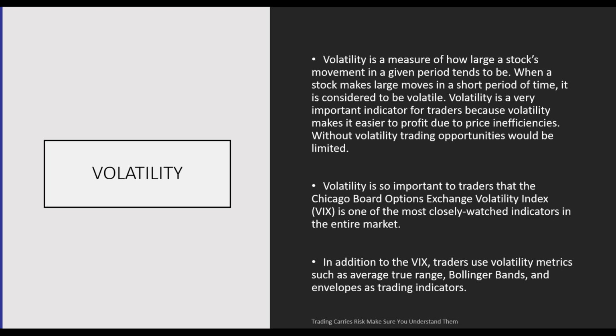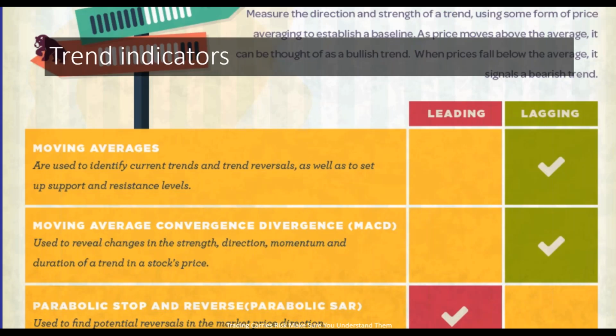Volatility is a very important indicator for traders because volatility makes it easy to profit due to price inefficiencies. Without volatility, trading opportunities would be limited. Volatility is so important that one of the most important indexes or indicators in the entire world is called the VIX, and it's sometimes referred to as the fear and greed indicator. But in addition to VIX, because VIX only really works well for the stock market, traders use volatility metrics such as average true range, Bollinger Bands, and envelopes as trading indicators. Now, in each of these categories, we have the prime indicators, and we also have those that fall into the area of leading and lagging.